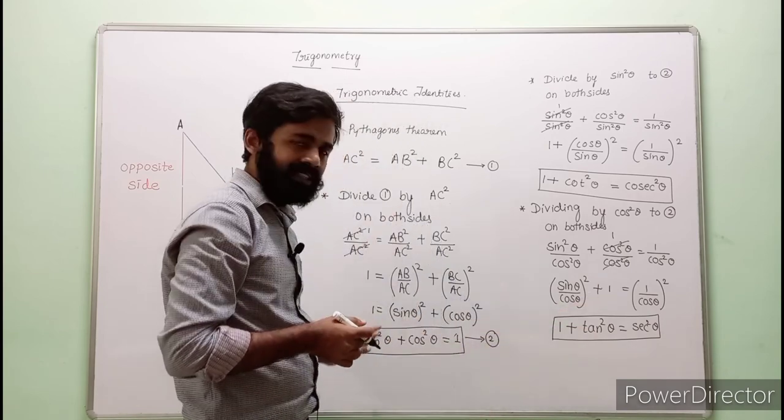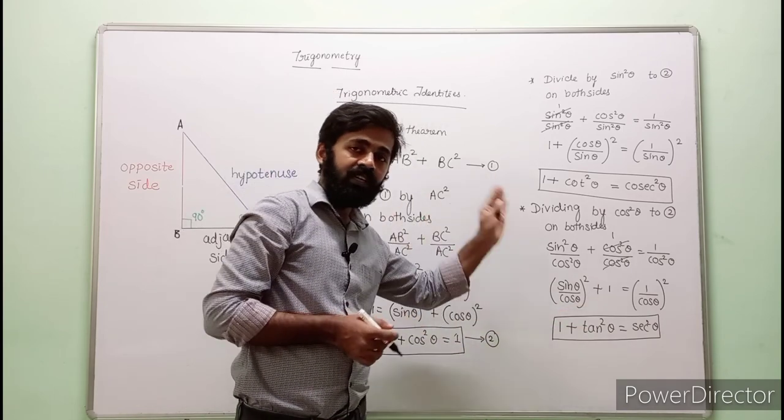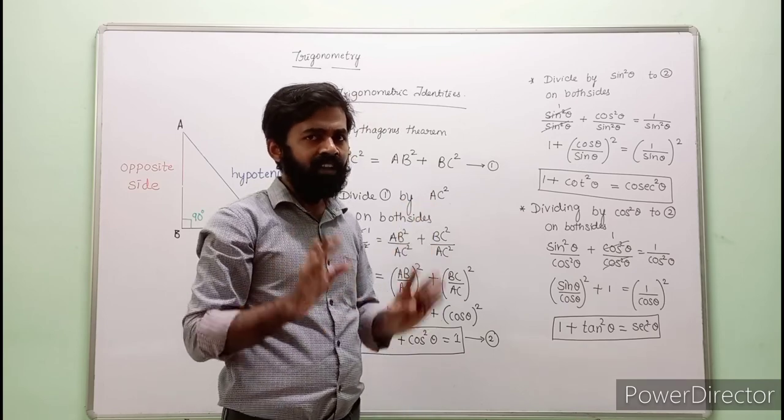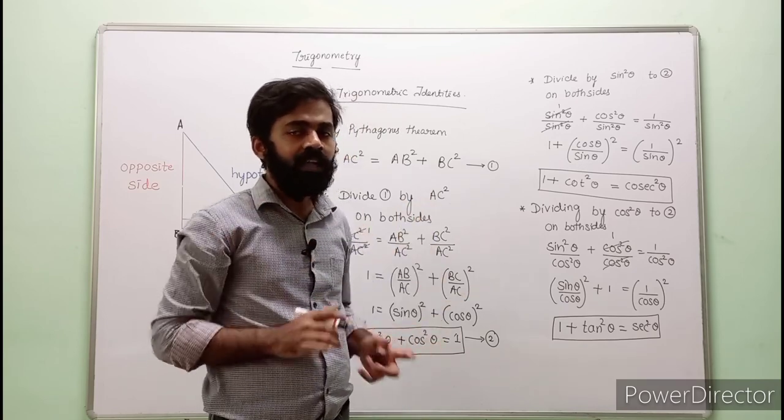So all these are the three trigonometric identities, which are very useful in the whole trigonometry concept.